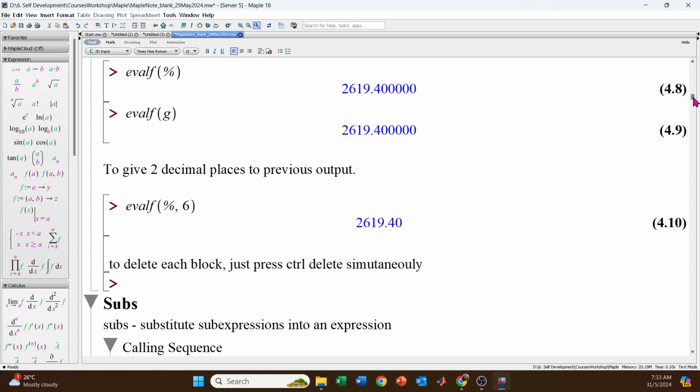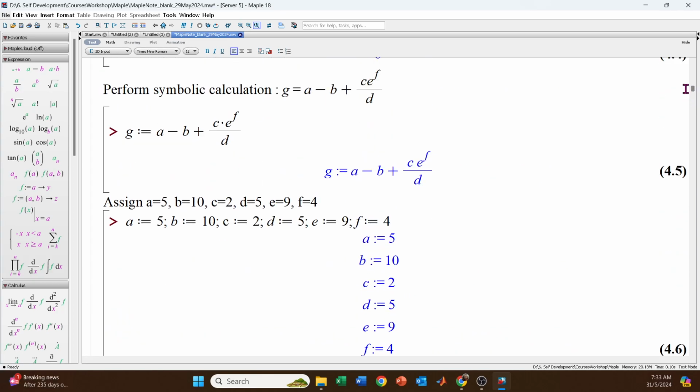So the way I do it here, G colon equal A minus B plus C multiply E power F divided by D. E here, this is not, if you want exponent, make sure you click from the template expression, E power exponent A. This is a symbol. This E is actually just a normal variable named E. So this way is actually called an expression, an assignment. This is not a function.